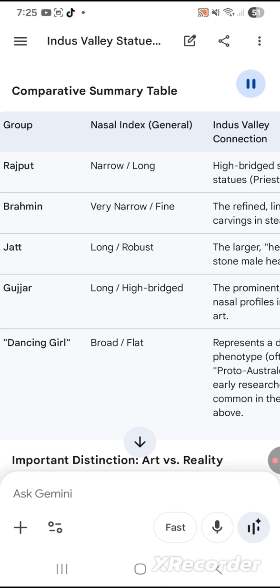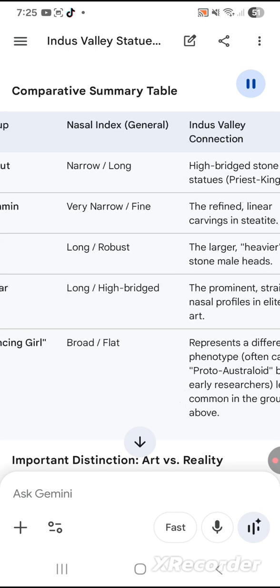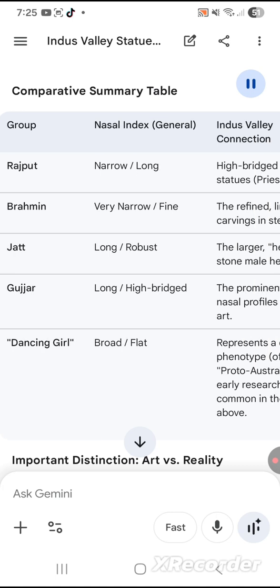Dancing girl: broad/flat, represents a different phenotype, often called proto-australoid by early researchers, less common in the groups above.